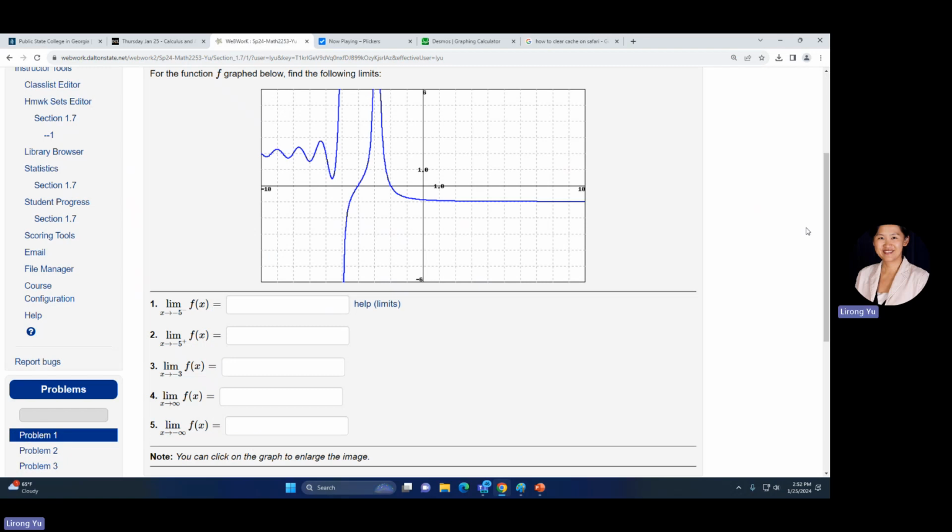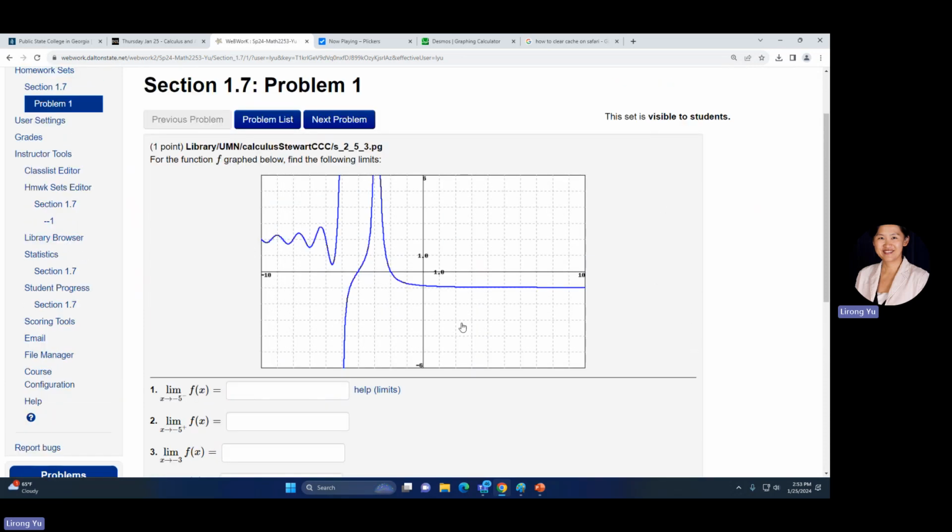Right, the first question, this is when x approaches -5. So you want to zoom into the picture to find what's going on at -5. This is 0, so you count 1, 2, 3, 4, 5: -5. You can see at -5 we have a vertical asymptote. Are you with me? At -5, we're okay there.